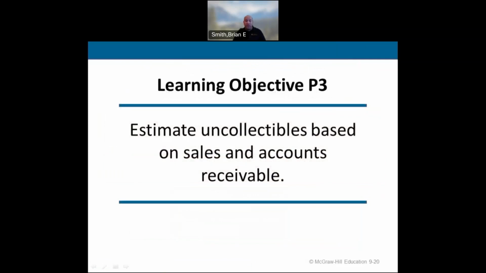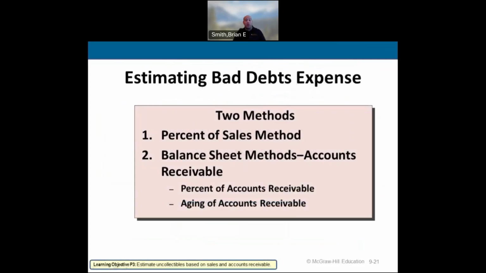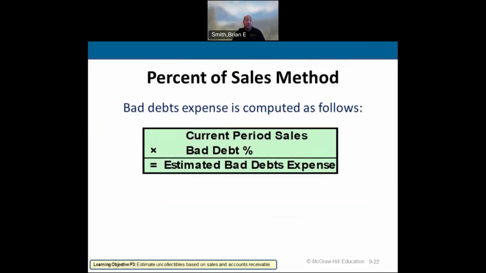So we have two methods, as I said, on doing this estimate. We can either do the sales method or the accounts receivable method. I'm going to be straight with you. The sales method is super easy, and as a result, you'll probably be tested on the accounts receivable method, okay? It's just the way it works. Percentage of sales, I mean, you're going to be tested on both of them. It's just that if you had a big problem to do, it's going to be on the percentage of accounts receivable, because I think that one, it's really a good method.